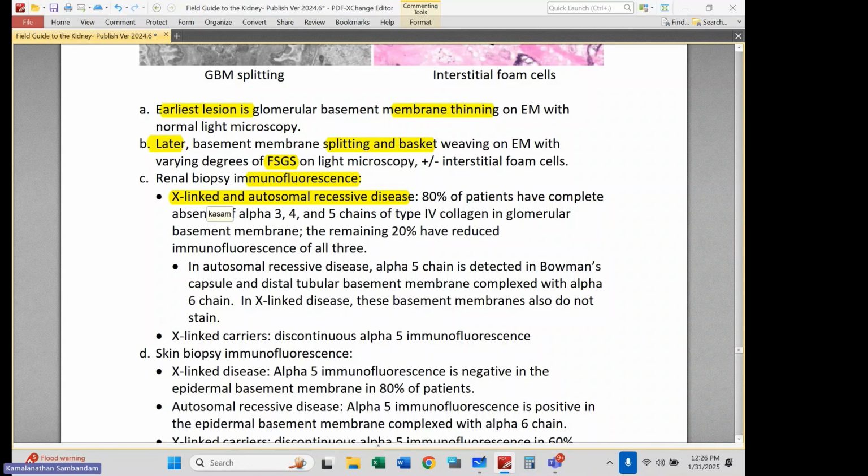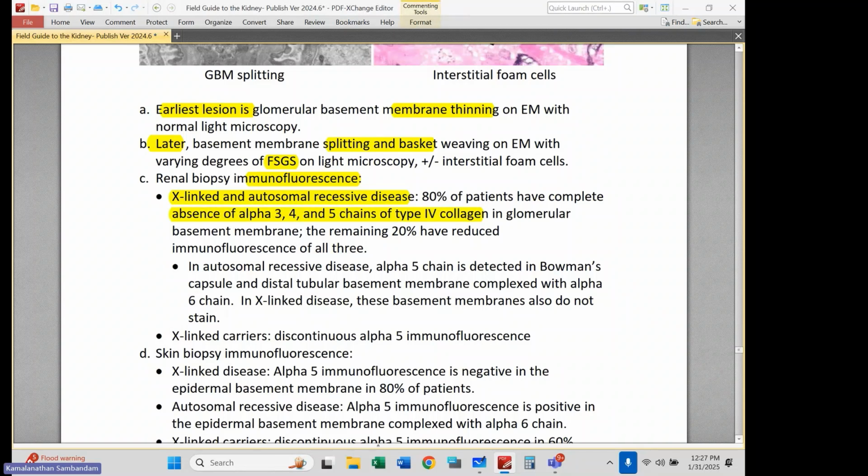I could be a female with one abnormal X chromosome and one normal X chromosome. I'm calling that a carrier. X-linked disease means I'm a male with my one abnormal X chromosome. Autosomal recessive disease means I'm a male or female and I have two mutations in alpha-3 or two mutations in alpha-4.